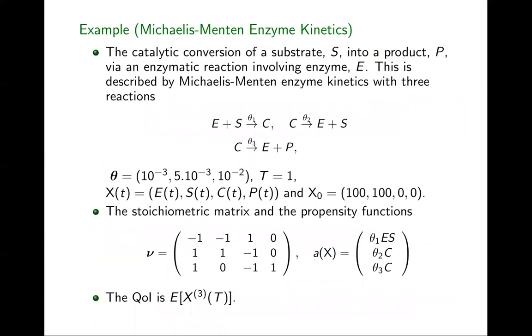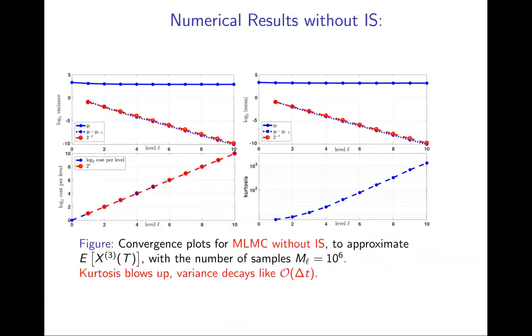Actually, not only can you show it in theory, but you can see it in practice. Here's one standard example in this regime where you have some reactions, right? And you want to predict, say, the third component in the system, the expected value of component 3 at final time. And then what you can see is that if we don't use importance sampling, the variance only converges like delta t. The kurtosis blows up essentially like 1 over delta t. Observe here values up to 10 to the 3 in the kurtosis, which is extremely bad.